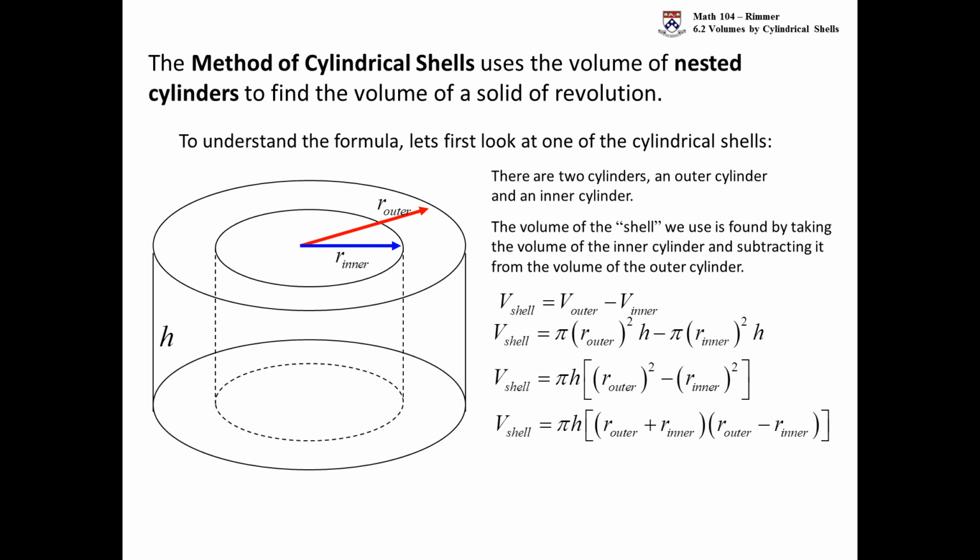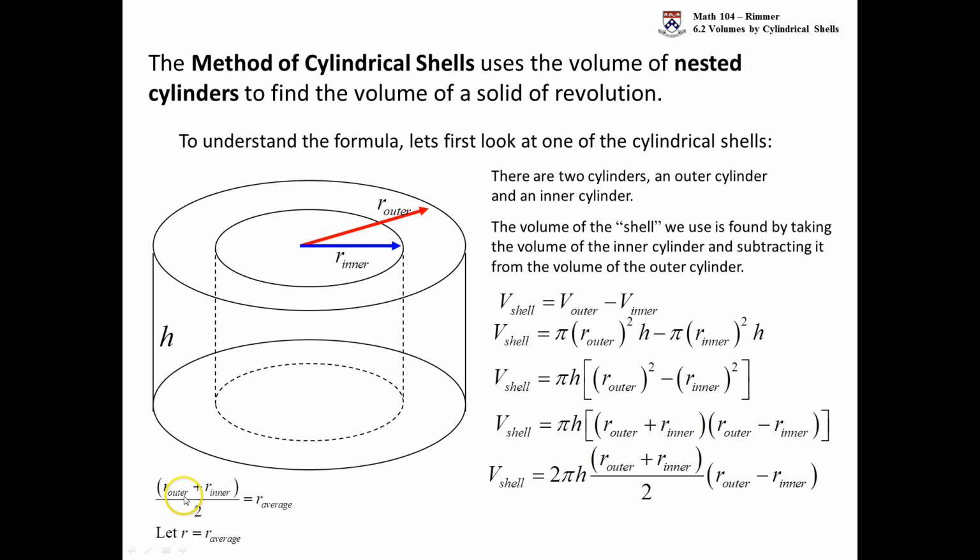Okay, now we're going to get a bit creative here, but just bear with me. What we're going to do is multiply and divide by 2. That way we're not changing anything, and here's the reason why. The outer radius plus the inner radius divided by 2, this term here, that's like an average radius, right? You add two things up and you divide by 2. It's like an average.